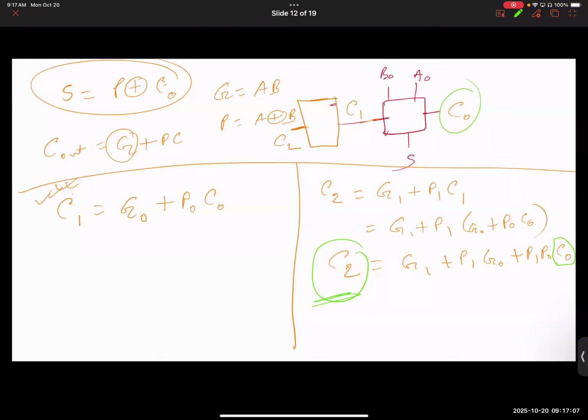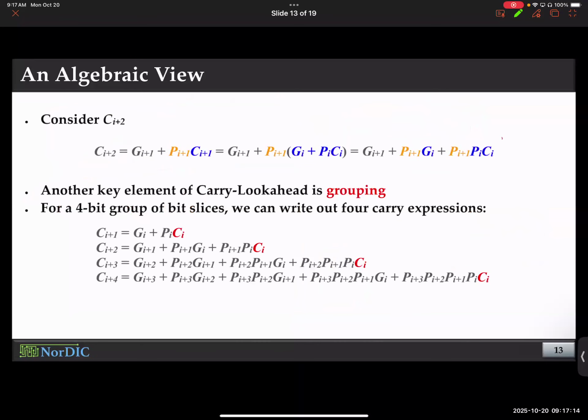Are you all okay with it so far, folks? You could keep doing it for C3 and C4, and that's exactly what you get in this slide. So any carry at any stage, for example the I plus 1th stage, is linked back to the very first carry. The I plus 2th stage again links back to the very first carry, and so on. So you could link all the carry outputs down to the very first carry that you provided.